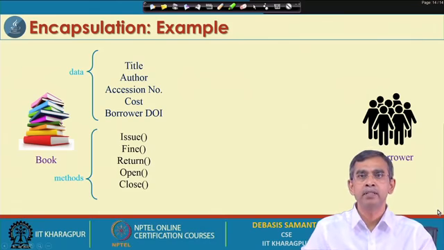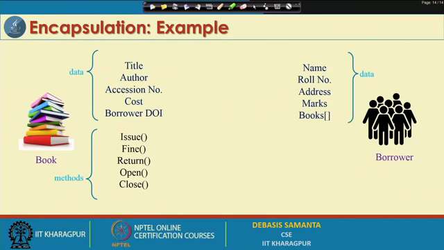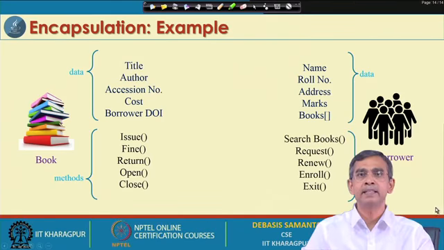Now, another example, say borrower. Borrower is also a set of objects, they are the different readers actually, and a borrower has different fields or data, called member elements, like name, roll number, address, marks, and the books they borrow, which is basically the names of those books. Other than this data, they also have some methods like request, that means with this method they can send a request to a book so that this book should be issued to them, renew a book, enroll for the library, and if you want to exit from the library, the exit method. So, these are the different methods.